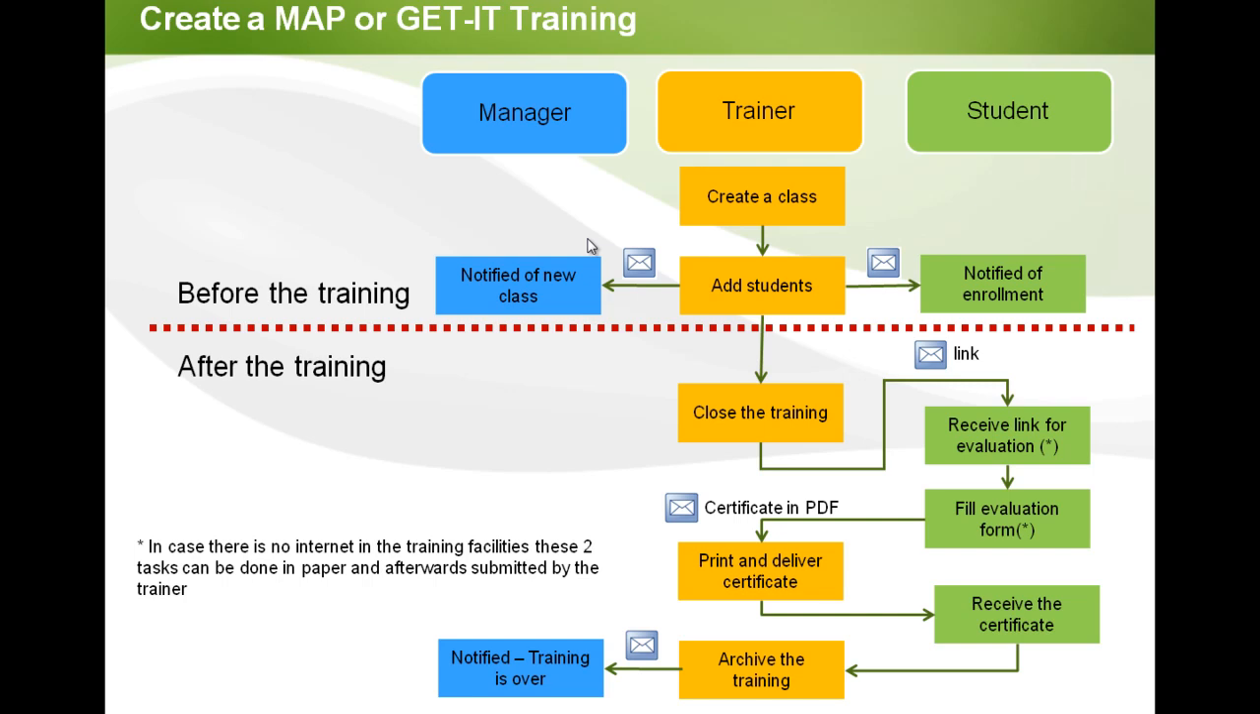Also, it's important to mention that if as a trainer you are delivering the training in centers that don't have access to internet, these two tasks of receiving the link for evaluation and filling the evaluation form can be done by the trainer afterwards. So he can do it on behalf of the student if internet is not available.